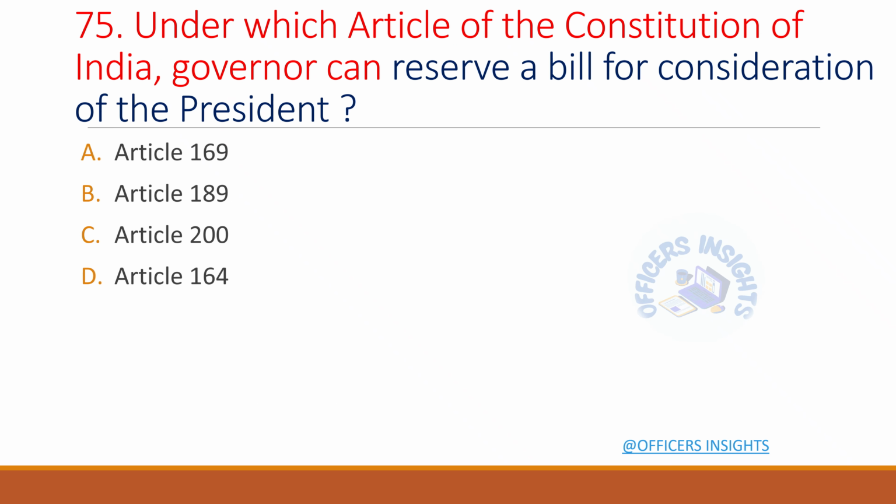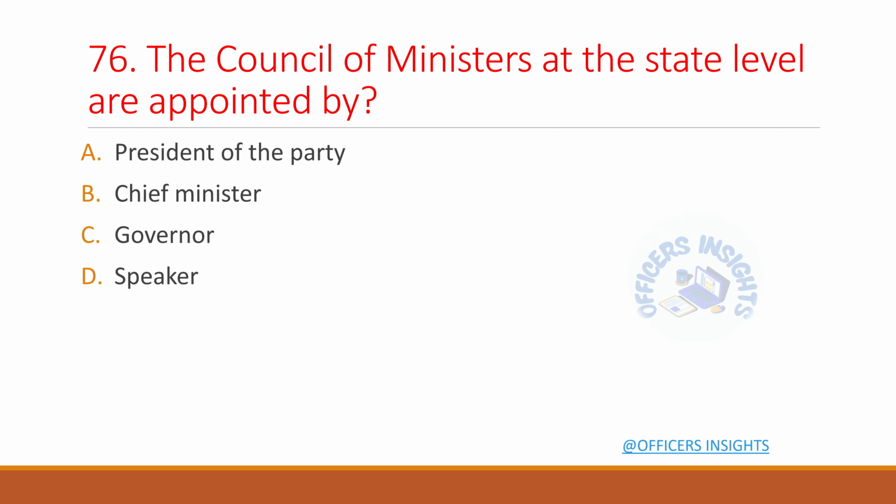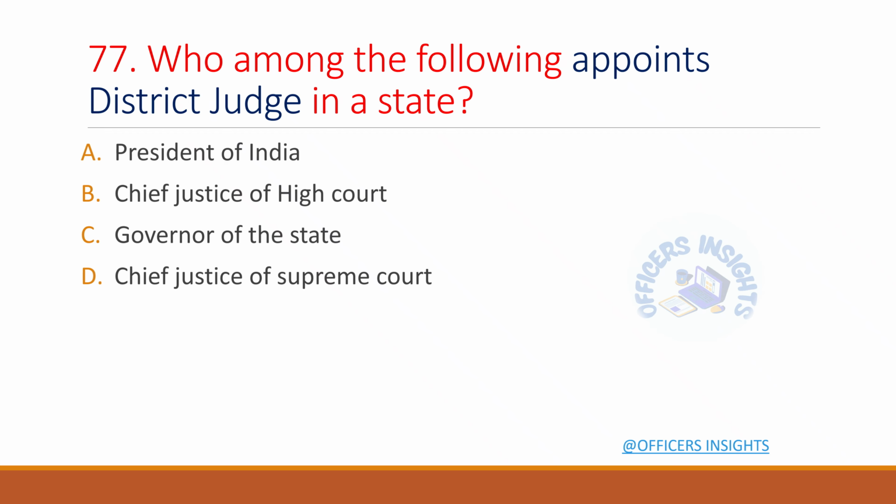Under which article of the Constitution of India, Governor can reserve a bill for consideration of the President? Correct answer is option C, Article 200. The Council of Ministers at the state level are appointed by. Correct answer is option C, Governor. Who among the following appoints district judge in a state? Correct answer is option C, Governor of the state.